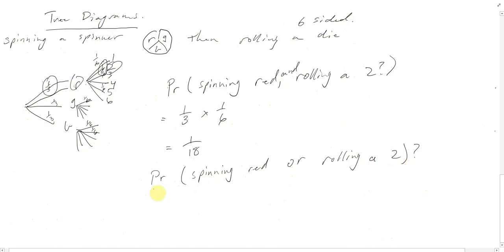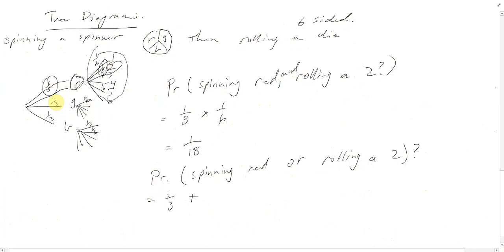Okay, spinning red or rolling a 2. Well, let's see how many possibilities there are. If you get a red, it's a third chance that you get red. So it's 1 in 3. And it doesn't matter what happens here because they're all included. And then you'll add that to the possibility that you don't get a red, but you do get a 2.